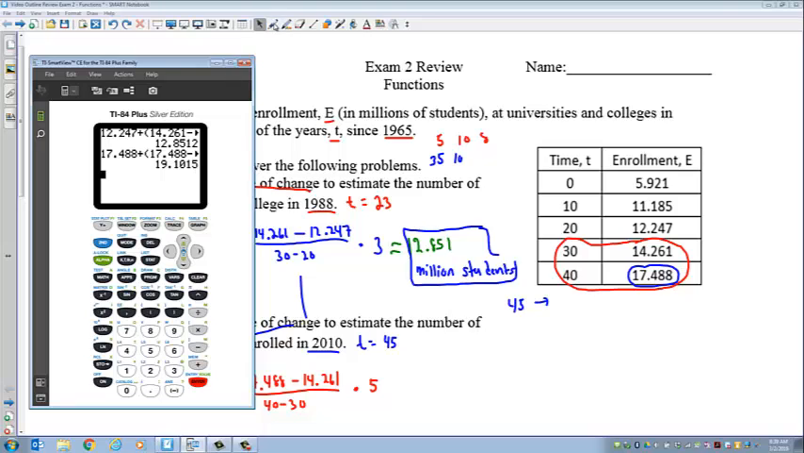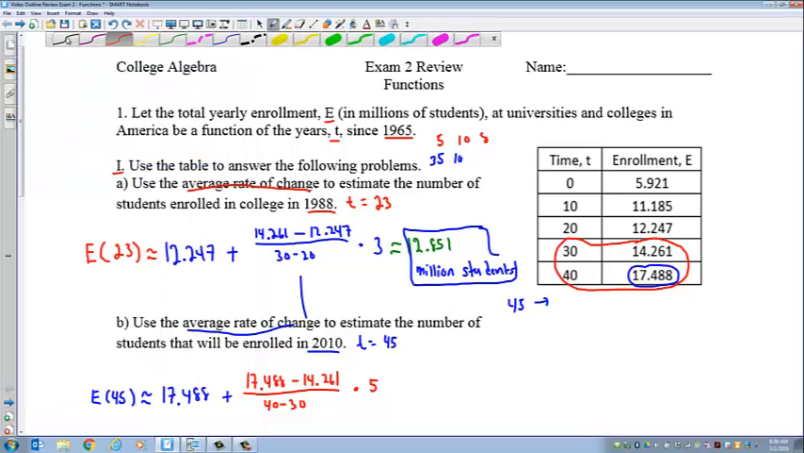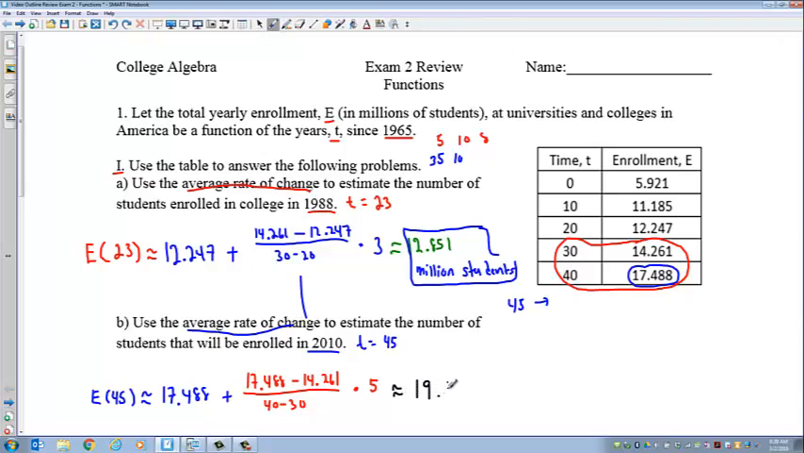19.1015. I'm going to round this to 2 decimal places. So what do I get? I get this to be approximately 19.102 million students. So that would be my estimation using the average rate of change.